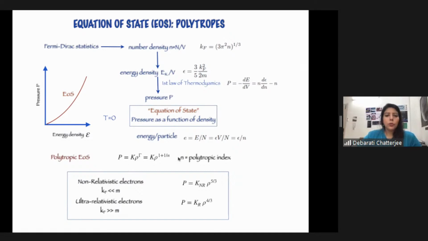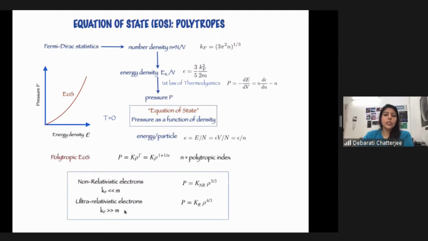And often this gamma is also written as 1 plus 1 by n, and n is called a polytropic index. So this is a parametrization of the pressure as a function of density. Now, it was demonstrated in Professor Bhattacharya's lectures that for non-relativistic electrons, so when the velocity of the particles is low, this becomes a simple function, rho to the power 5 by 3. So this gamma index becomes 5 by 3. Whereas in the special case where you have ultra-relativistic electrons or ultra-relativistic neutrons, this relation becomes rho to the power 4/3.